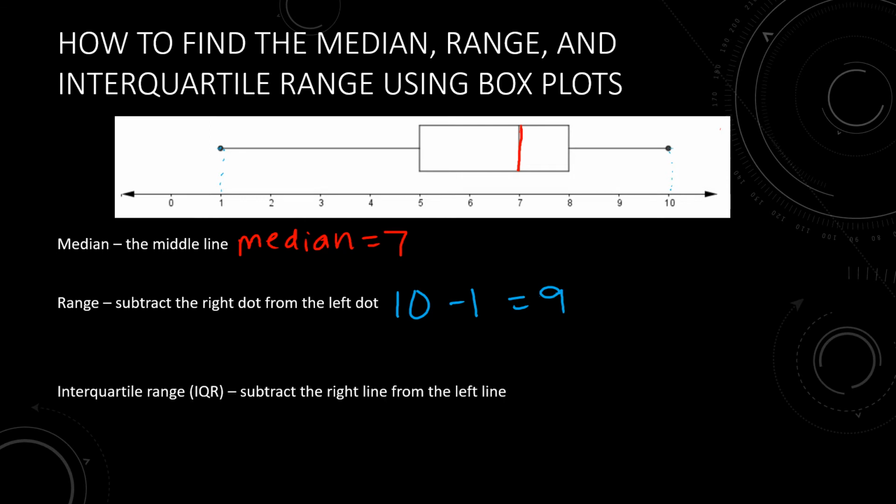And the last thing, which is your interquartile range. This one sounds kind of tricky, but it's actually not that bad. Your interquartile range is going to be the right side of your box minus the left side of your box. So again, here's my side at 8, here's my other side at 5, and I'm going to subtract them. So 8 minus 5 would give me 3. So my interquartile range for this box plot would be 3.